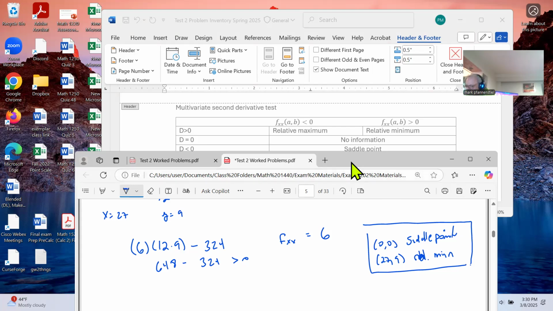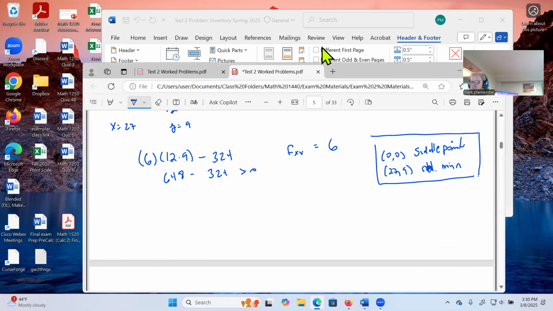Substituting, taking partial derivatives, solving the two equations, and then checking out what the determinant is going to be. That's pretty much how you're going to do every one of these problems.